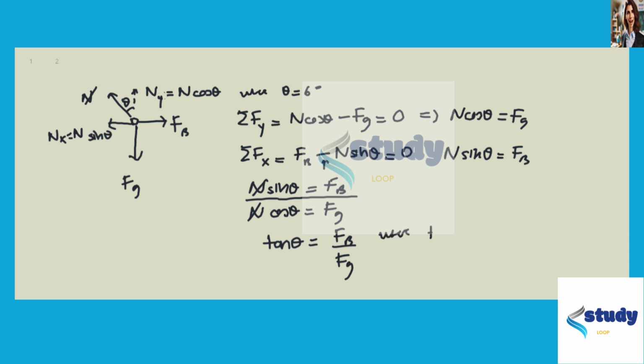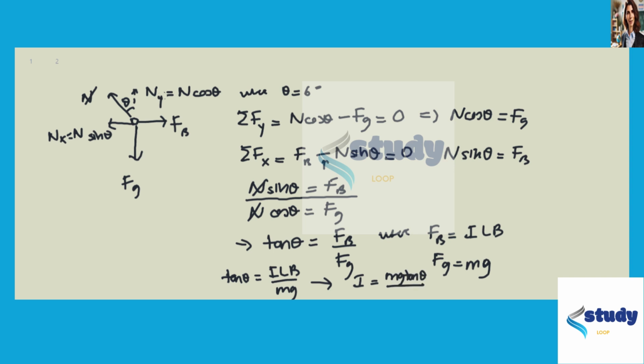Where, as you know, F sub B is going to be ILB, B being the external magnetic field. F sub g is simply the gravitational force of the bar, right? So if we plug these into this equation, we have tangent theta equals ILB over mg. Now, I want to get the current out of this equation. So current is going to be mg tangent theta divided by L times B, right? So this is the current passing through the bar.